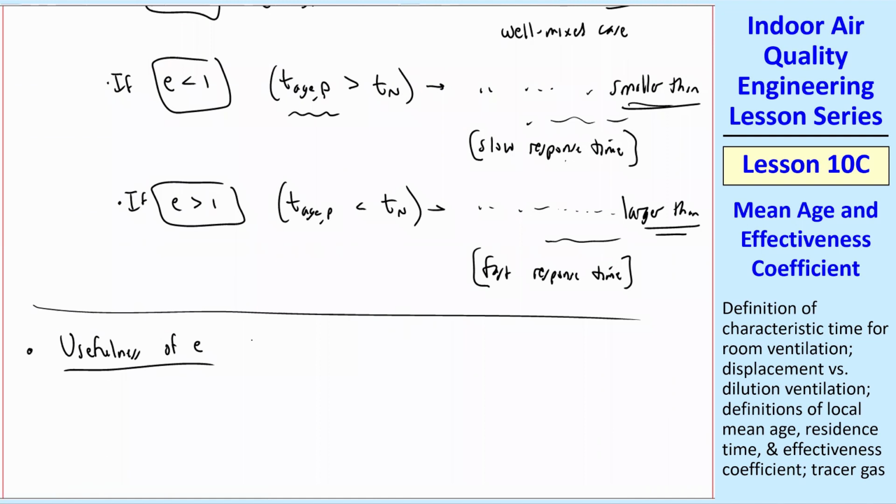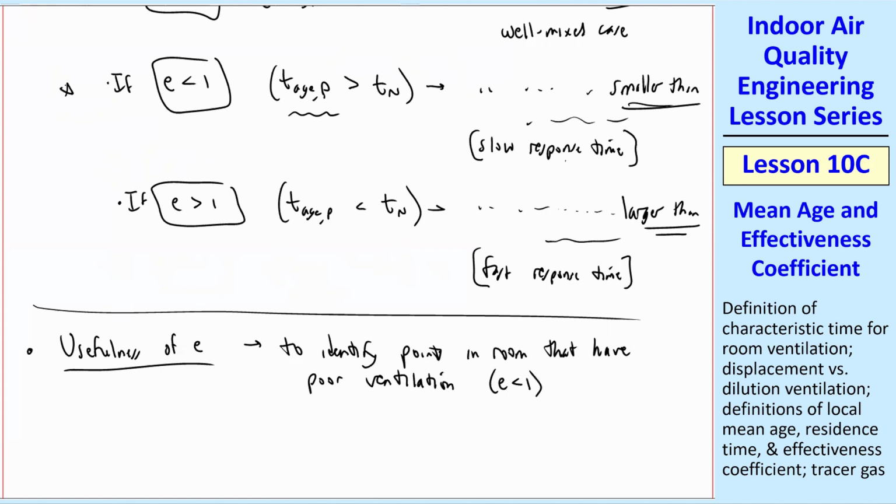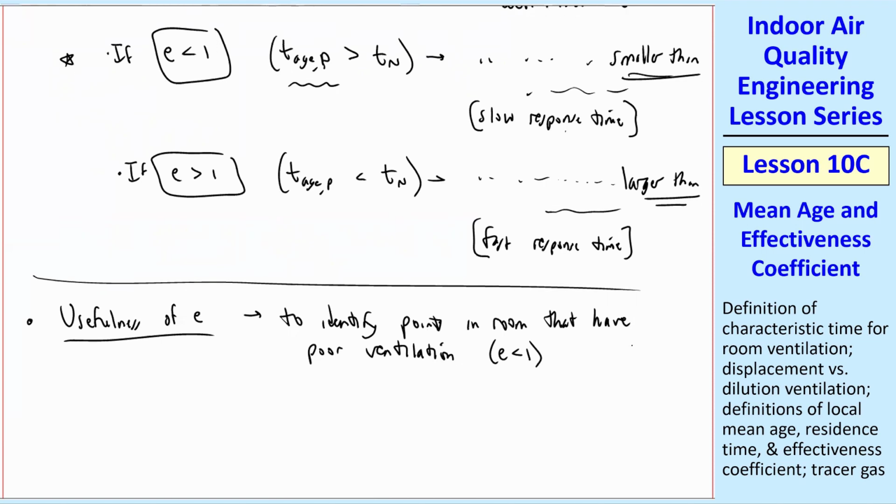HVAC people find this useful. Well, the usefulness is to identify points in the room that have poor ventilation. And we'll define poor ventilation as E less than 1. So it's this case up here. You have a long THP, and therefore you have poor ventilation relative to other points in the room.